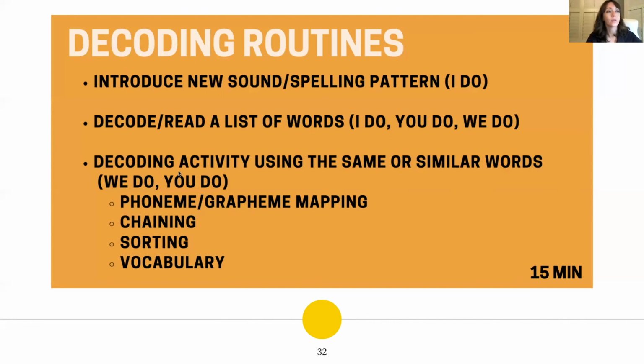And then once we get down here, some kind of activity, the ones that I showed you, the phoneme grapheme mapping, the chaining. You could do a sort where they're sorting CH and SH words. Do something with vocabulary. If you have a student that's kind of low in vocabulary or English isn't their first language, vocabulary would be a great way to do some kind of a map to help them take these words and bring some context and meaning to them.